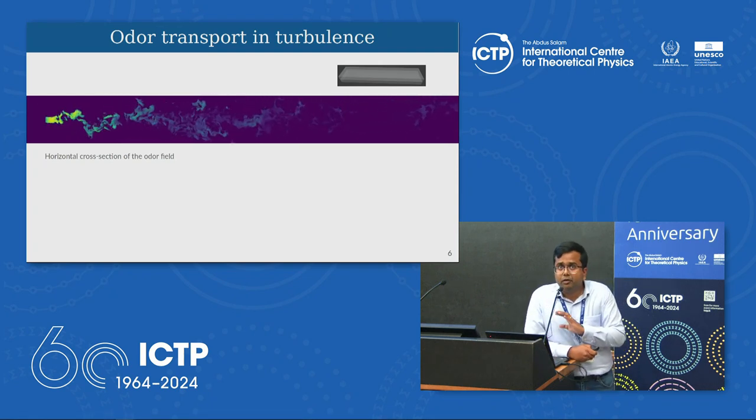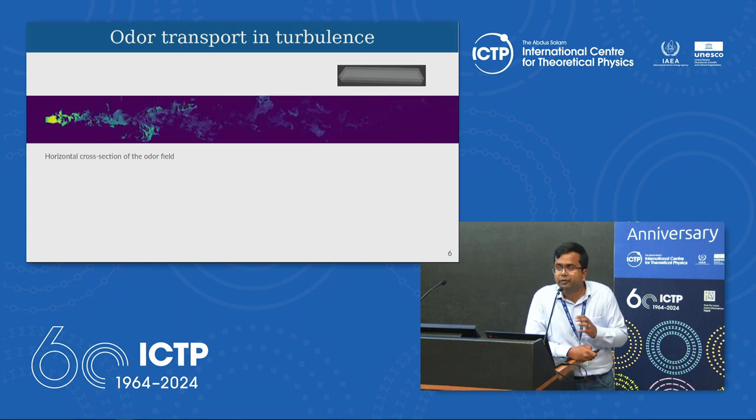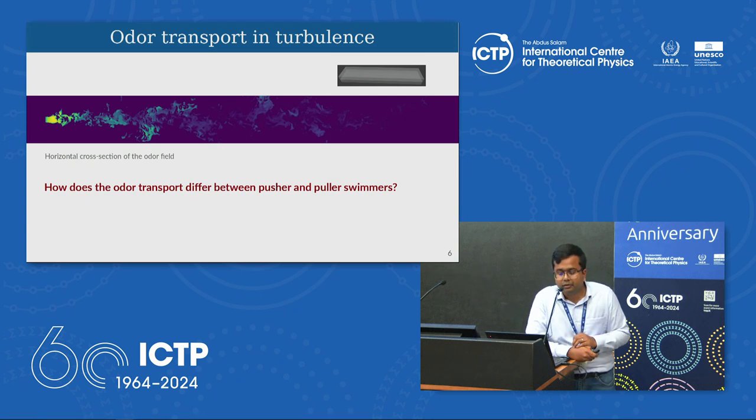And this particular video is without taking into account any hydrodynamic interactions introduced due to the presence or due to the dynamics of the swimmers. Now the question is, how does the odor transport differ once we introduce swimmers? So the first thing, the simplest thing one can look at is the mean odor field.